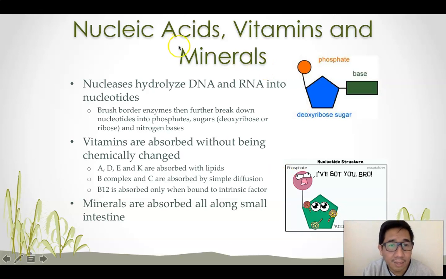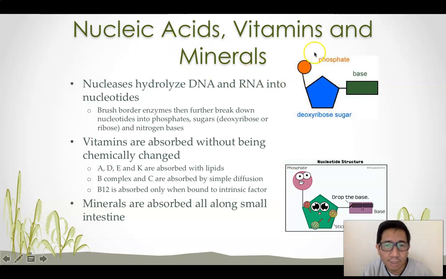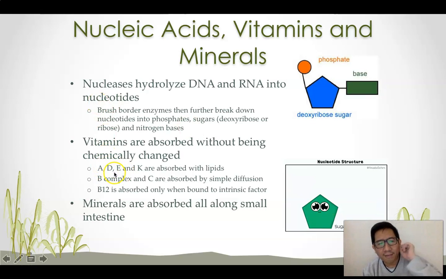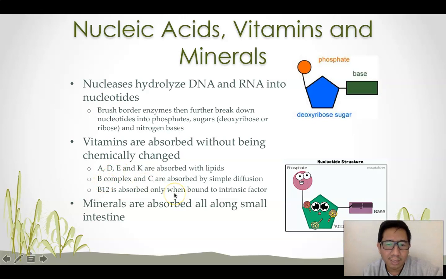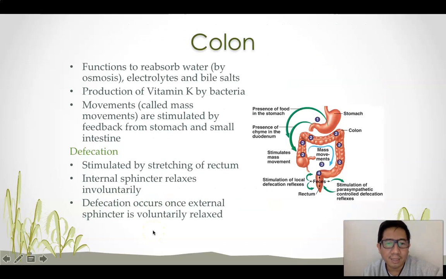And the last one is the nucleic acids, vitamins, and minerals. Those are the 3 other categories aside from water. Nucleic acid is broken down by nuclease, which breaks down all the nucleus stuff like DNA, RNA, anything that has to do with nucleic acid. And for vitamins, you have A, D, E, K, which are lipid-soluble vitamins. You have B and C, which are very simple diffusion. B12 also, with intrinsic factor we talked about.